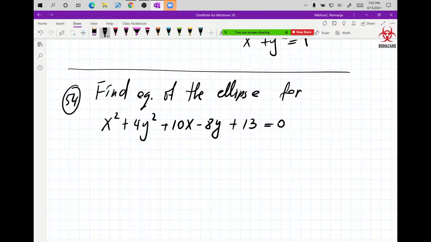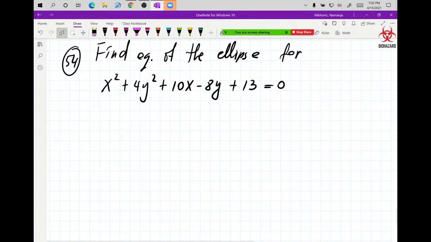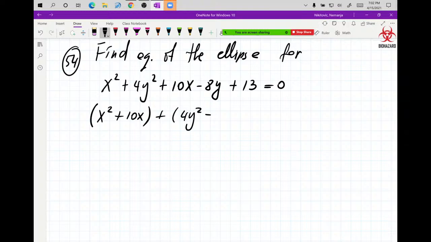Well, that's not what the ellipse equation looks like. Let's figure it out. And the way to figure this out is to group and then do the conversion. You'll see. The procedure is complete the square. There we go. So we have to do completing the square in this case.